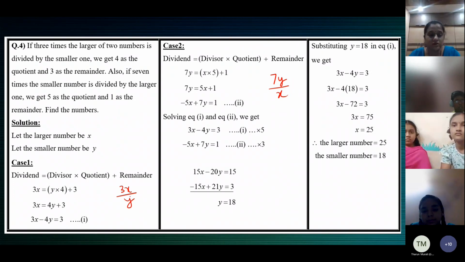So in the first case, it's 3x by y. 3 times the larger number is divided by the smaller one. So the numerator is the dividend, the denominator is the divisor. In the second case, 7 times the smaller number, 7y, is divided by the larger one, x. So 7y is the dividend, x is the divisor. And then you know to substitute the quotient and remainder directly given.